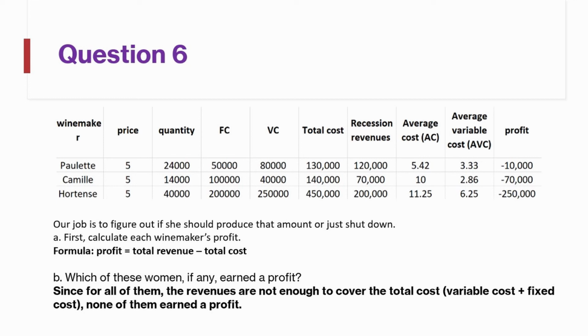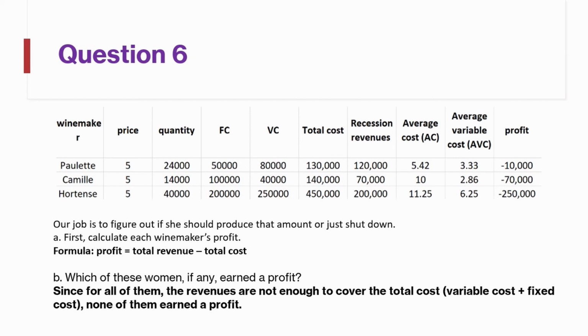Before we jump into the profit calculation, we first calculated the quantity based on the price and their revenues. We also calculated other variables such as total cost, their average cost, as well as average variable cost. By using the formula that I've already used a couple of times before, we said the profit is equal to total revenue minus total cost. And so for Paulette, it's minus $10,000. For Camille, it's minus $70,000. And for Hortons, it's minus $250,000.